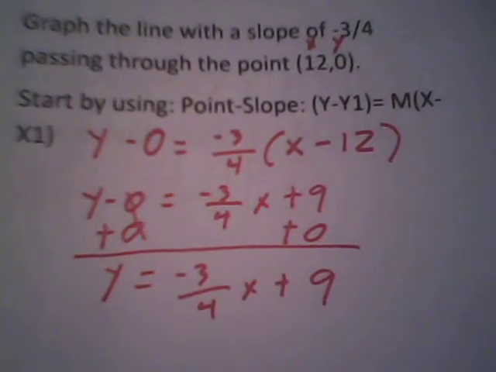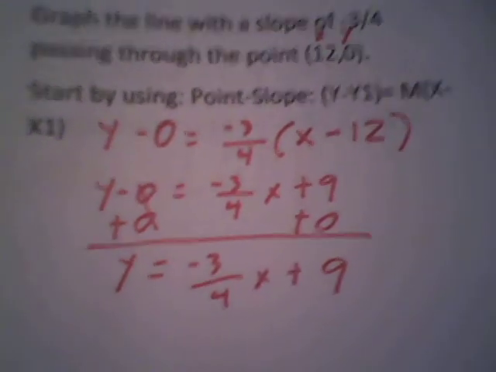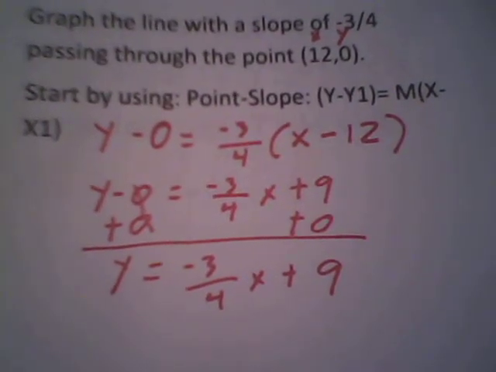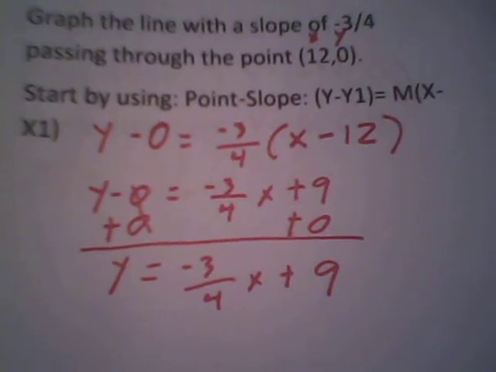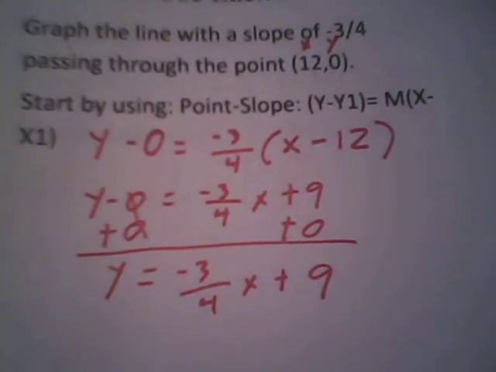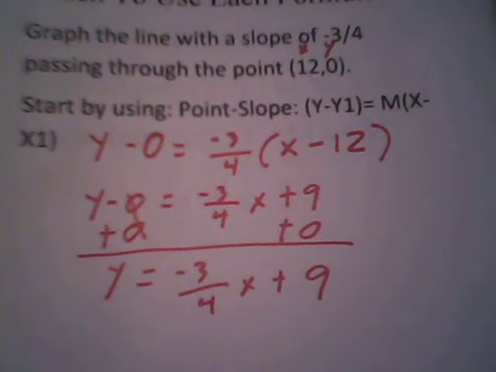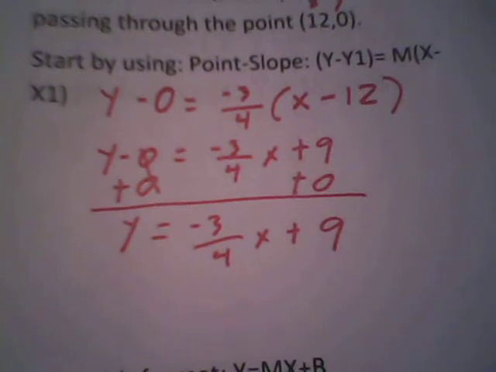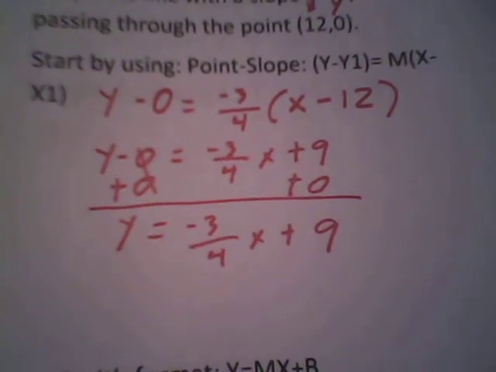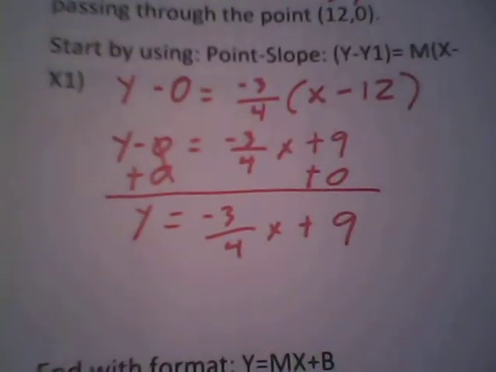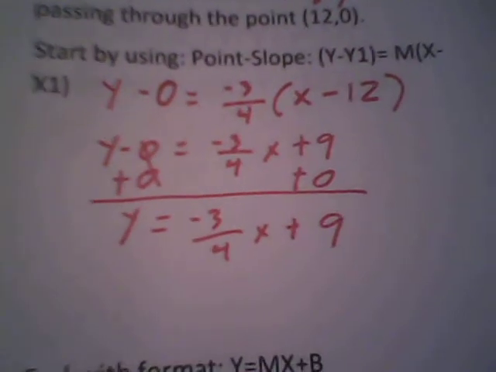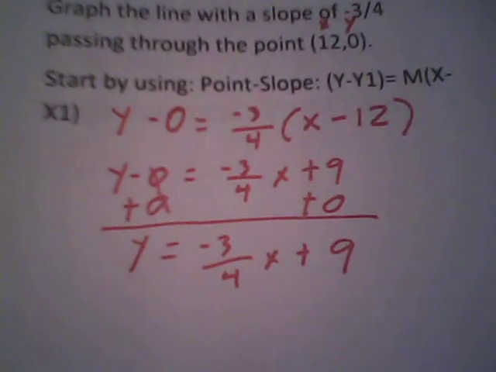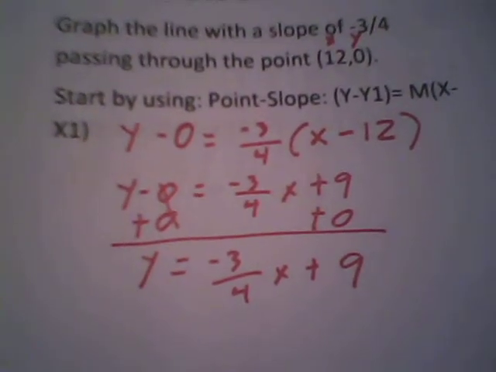x1 in the formula, or excuse me, in the problem was 12. So y minus 0 equals -3/4, and then x plus 9. How I got that was I did -3/4 times x, and then -3/4 times -12. So y minus 0 equals -3/4 x plus 9. I add 0 to each side. You don't need to do that, but you'll need to get in the habit of moving from side to side. And that gives us y equals -3/4 x plus 9.